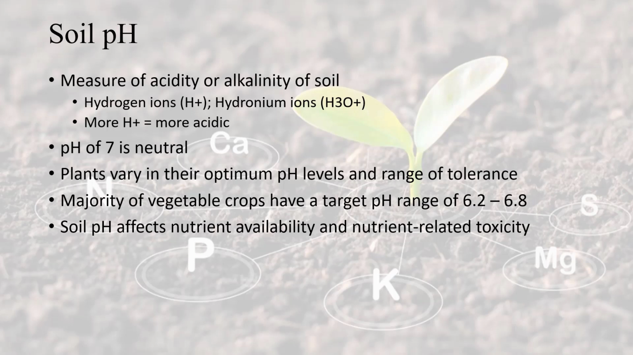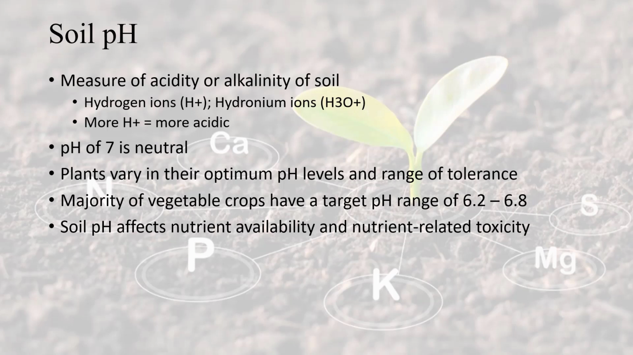I want to talk about soil pH because one of the big things that it does is affect the uptake or the availability of these different plant nutrients or mineral nutrients in the soil. So pH is a measure of acidity or alkalinity, right? The concentration of hydrogen or hydronium ions, with more hydrogen ions being more acidic. A pH of 7 is considered neutral, right? It goes on a scale of 0 to 14, with 7 being considered neutral. Lower numbers are more acidic, higher numbers are more alkaline.